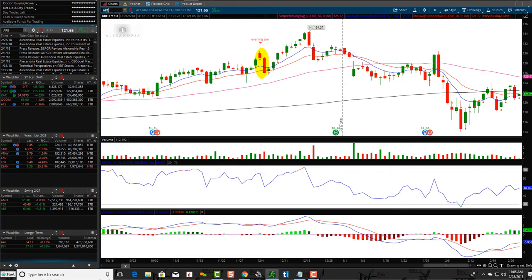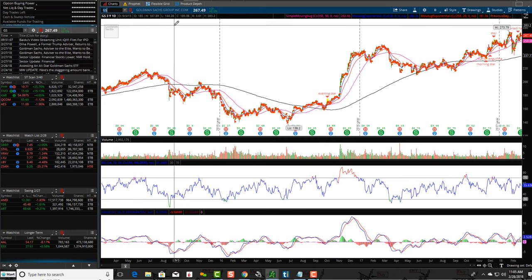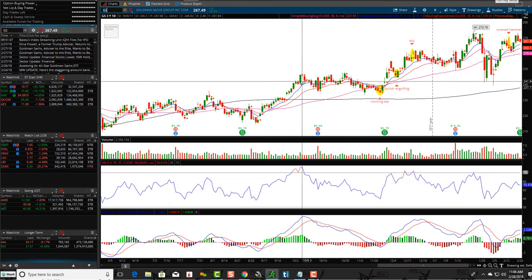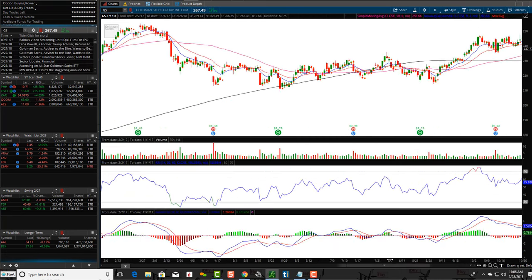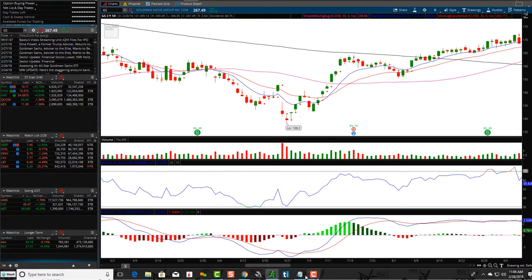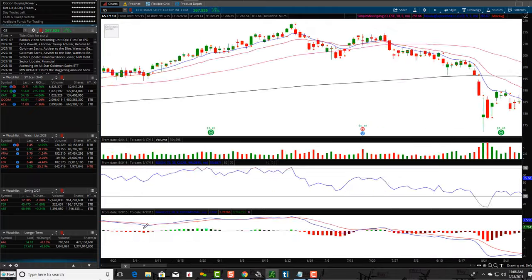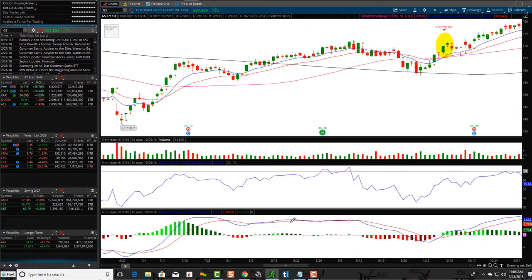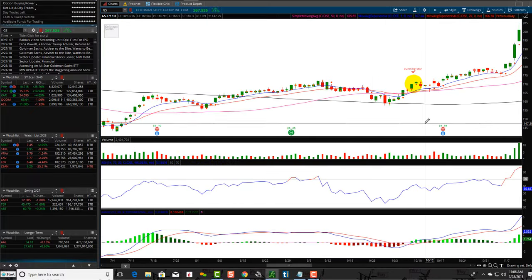All right, let's look at Goldman Sachs, GS. All right, let's go find where that one is. Evening Star. Where was I? I just saw it. There it is. All right, perfect.